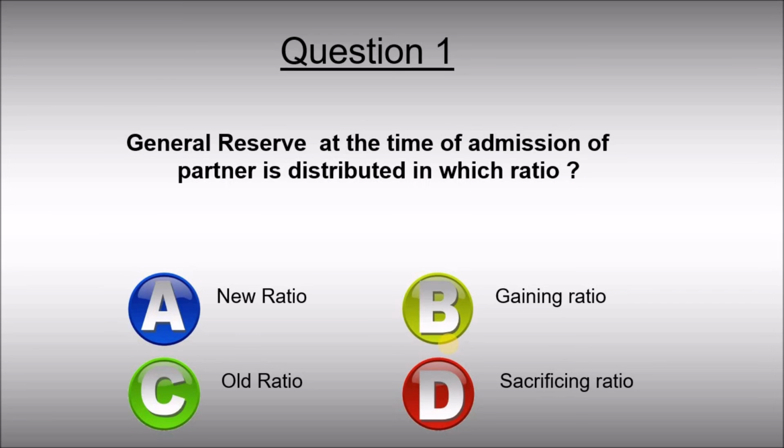So the first question is, general reserve at the time of admission of partner is distributed in which ratio? A, new ratio, B, gaining ratio, C, old ratio, and D is sacrificing ratio. And your time starts now.